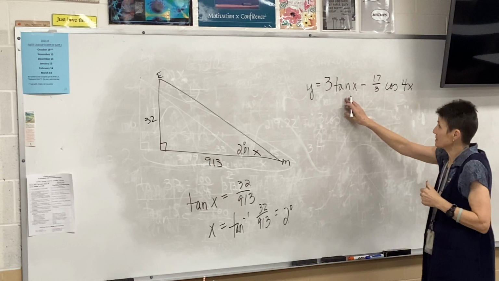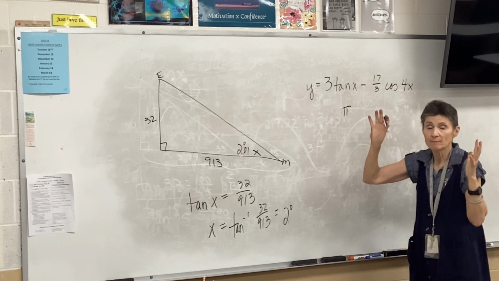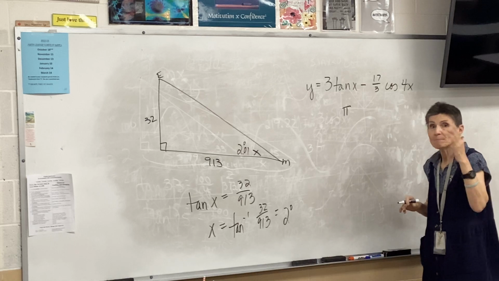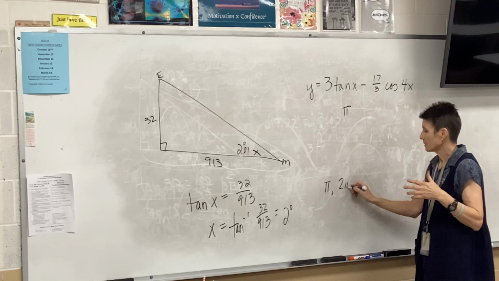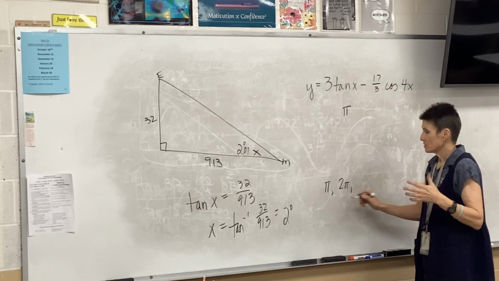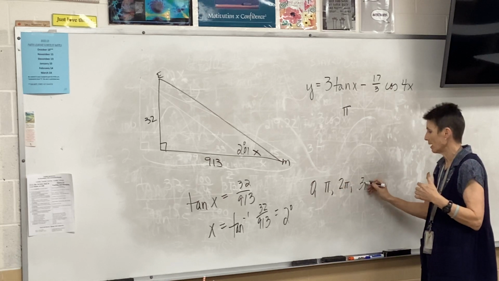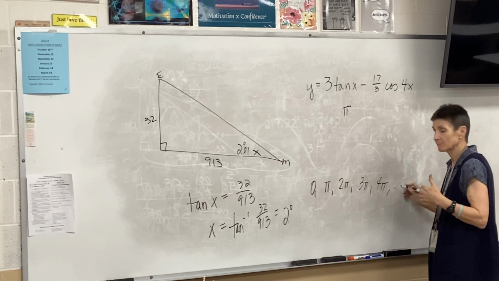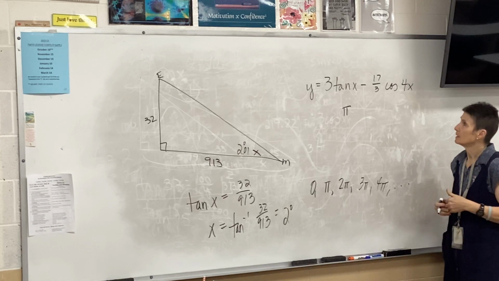The period of this one is pi. The period of the tangent's pi. And that means that every pi, the picture starts repeating. So whatever happened at 0 happens again at pi, 2 pi, 3 pi, 4 pi, and so on. Right? That's when the picture repeats itself.